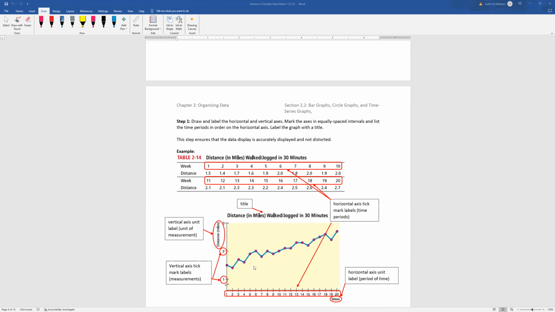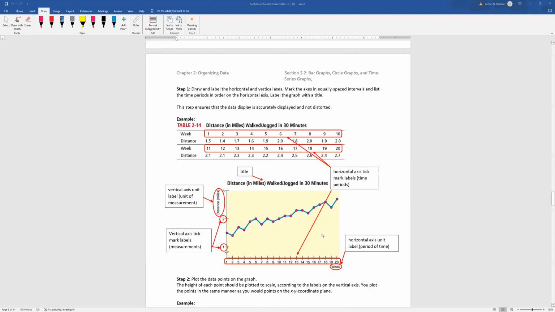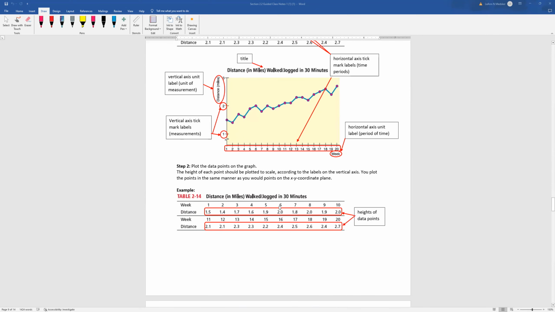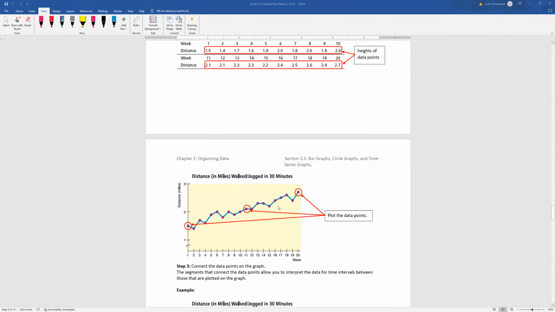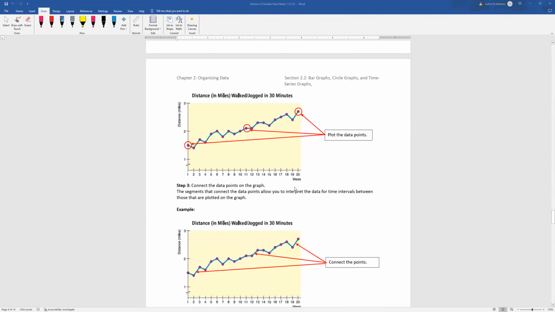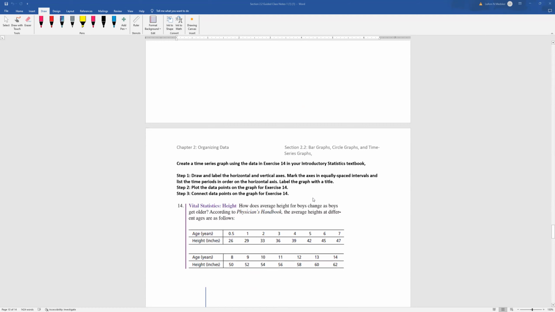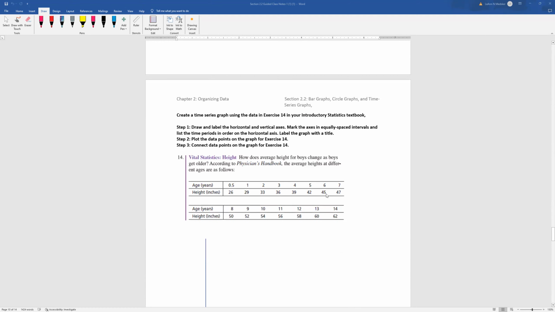This is just plotting ordered pairs and connecting the dots as we go, as a line graph. That's all a time series graph is. The heights of your data points are your measurements, and remember the time is your X values. So we plotted those data points and connected them, and pretty much everything is self-explanatory on this type of problem, but we're going to do one together.